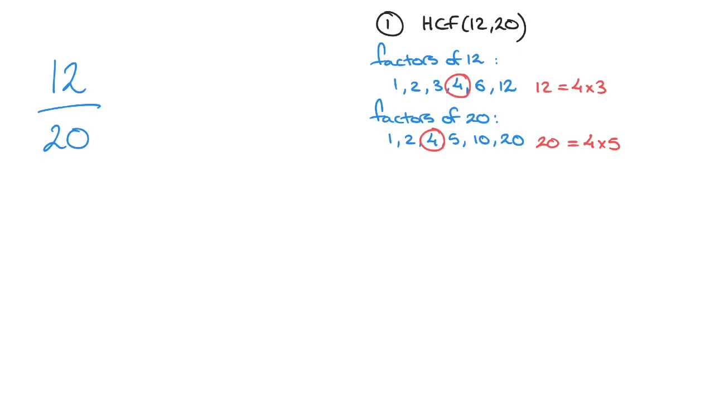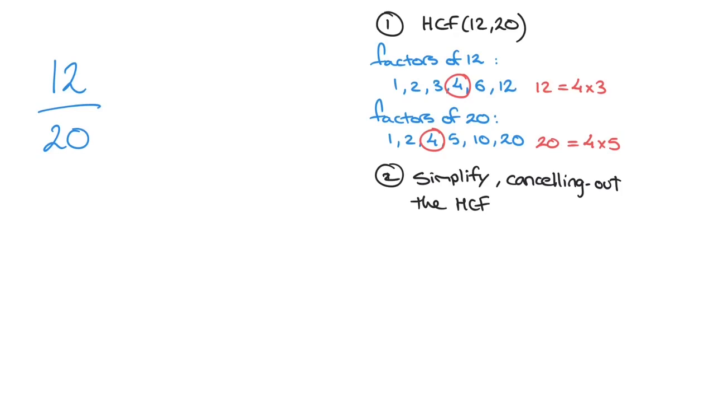Now, back to this question. Our step two is to simplify the fraction. And we do this by canceling out the highest common factor. So let's see how that's done.